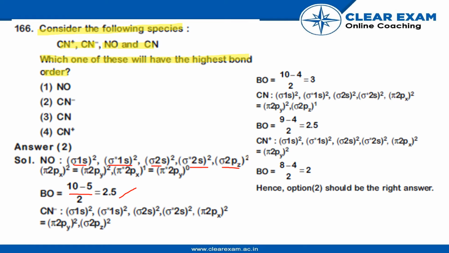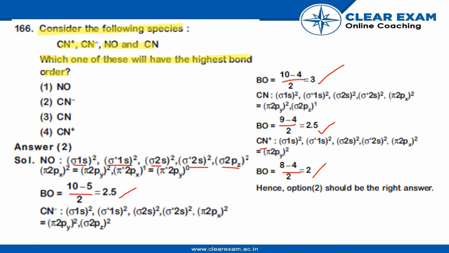For CN-, we have the bond order as (10 minus 4) whole upon 2, giving us 3. For CN, we have (9 minus 4) by 2, giving us 2.5, right? And for CN+, we have bond order as (8 minus 4) upon 2 equal to 2, right?